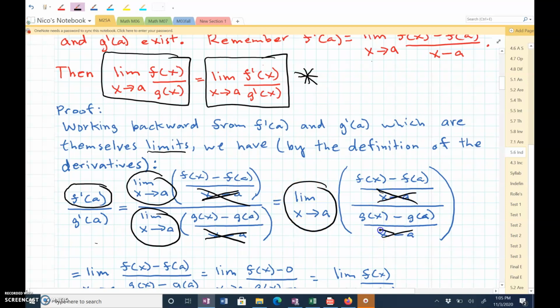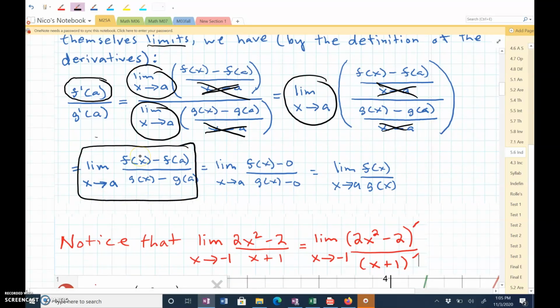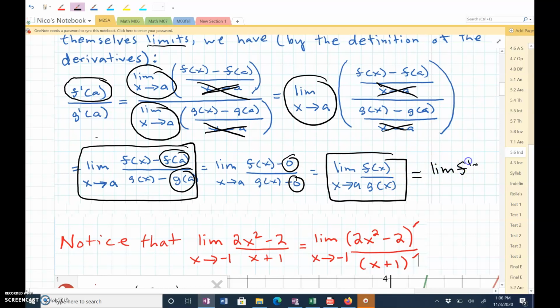So this goes away. So now we have this. And now, we already know that these are equal to 0. So then we end up back at this. This basically proves that this is equal to this.